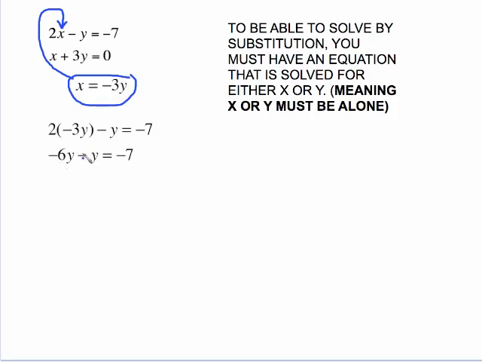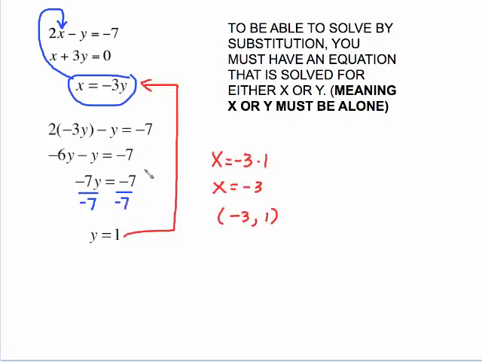You might change that to plus and negative if it helps you. You might put a 1 here if that helps you. That's negative 6 plus negative 1 is negative 7y. Divide by negative 7 and we get y equals 1. So we need to stuff that 1 in for y up in this equation to find x. So 1's going in for y, here's the arithmetic. We get x equals negative 3.